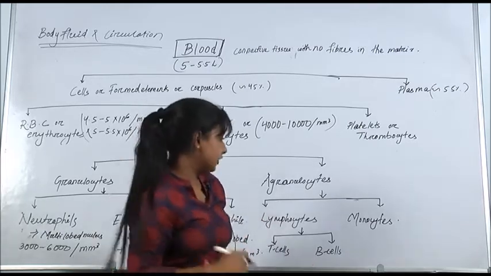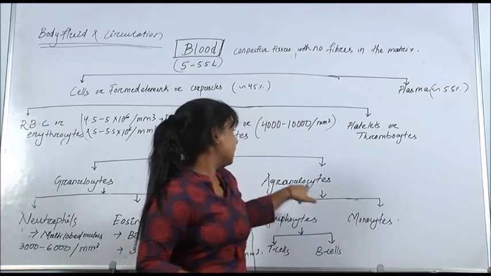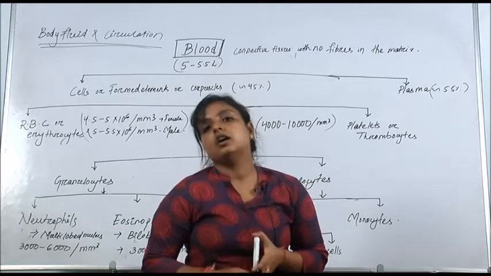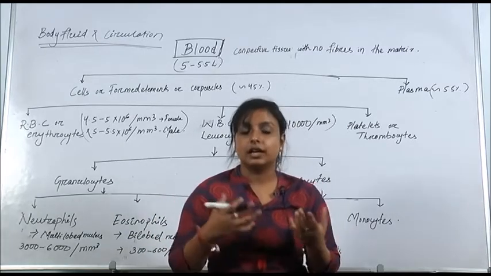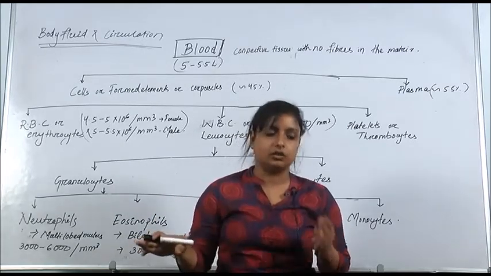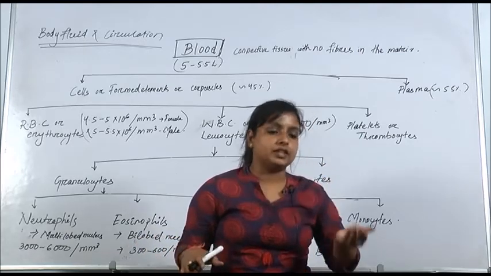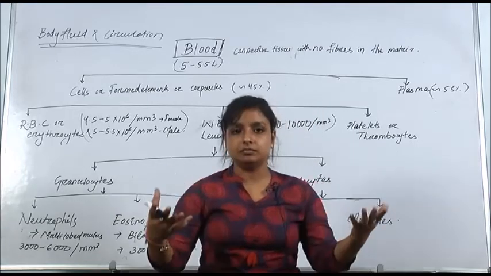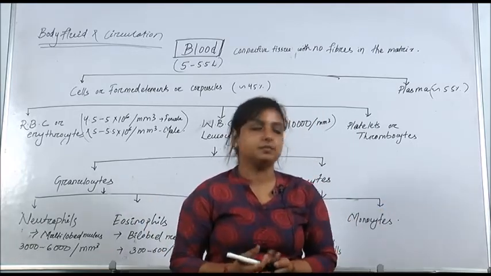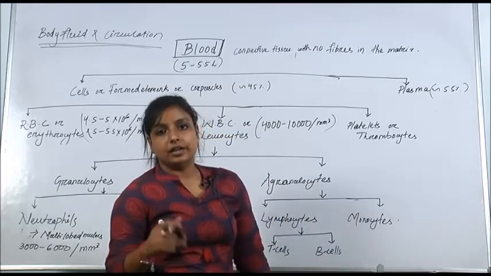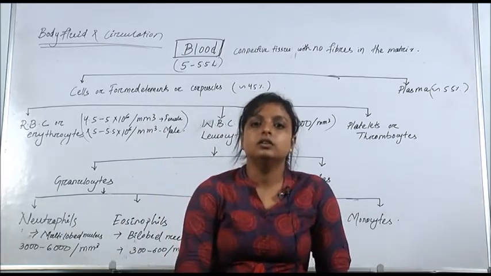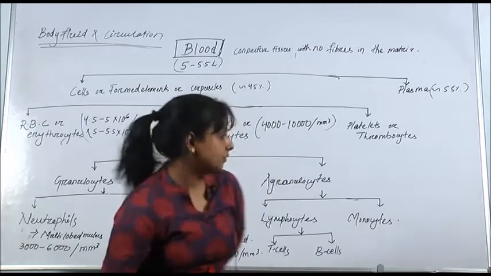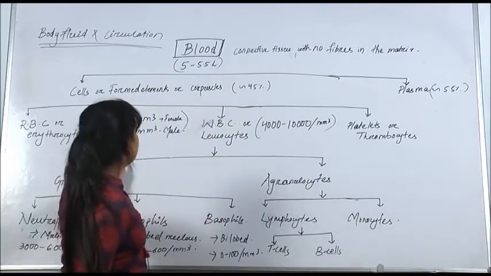Now coming to the second type of agranulocyte, that is the monocytes. Monocytes are mostly macrophagic cells which phagocytize any kind of extracellular or foreign material, thereby protecting our body from any kind of foreign infection. So monocytes will further develop into phagocytic cells and will protect our body from various infections. Now this is all about our WBC.